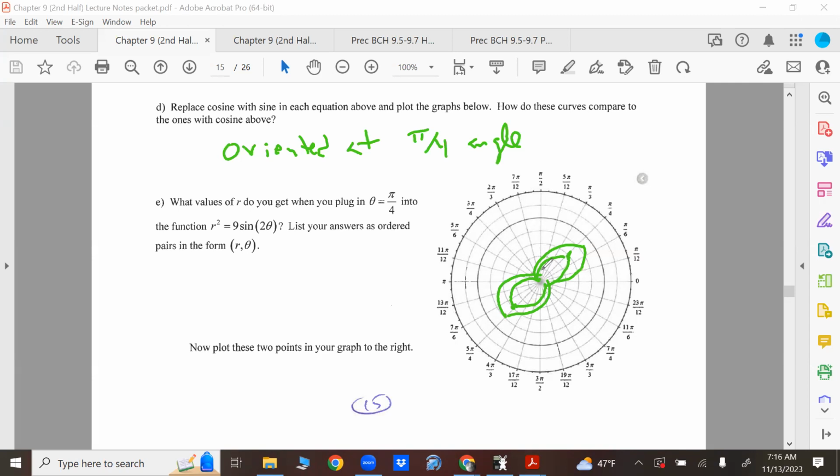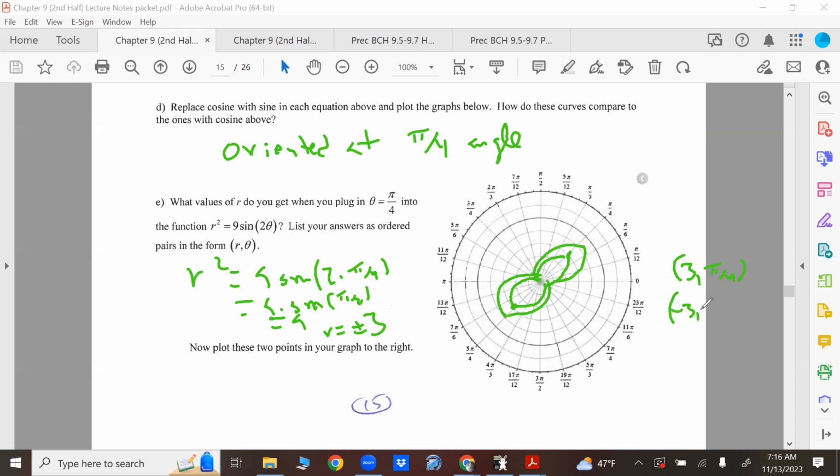And what values do you get when you plug in pi over 4? I mean, obviously it's pretty easy, right? 9 sine 2 times pi over 4. You have sine pi over 2, which you know is 1, equals 9. So r is plus or minus 3, right? So we have 3 comma pi over 4 as a point, and -3 comma pi over 4, which would be in the other direction. And so they're right here and here, as you kind of see. I just drew those in.